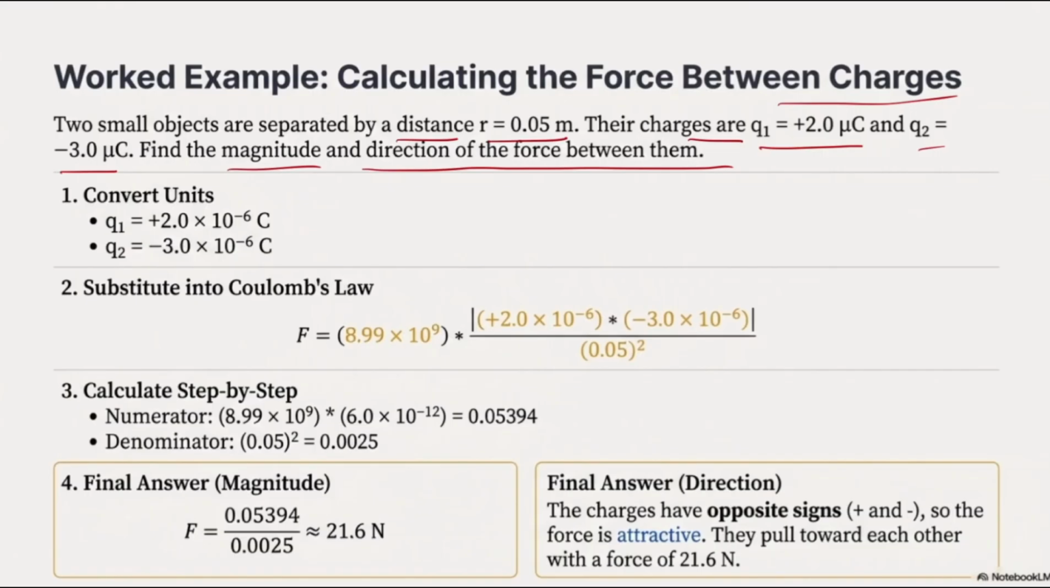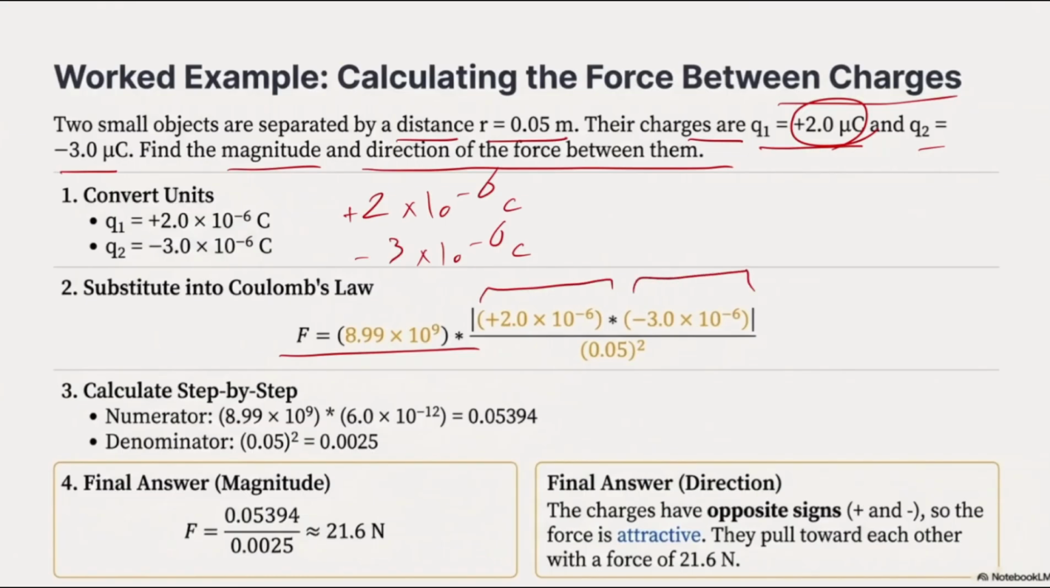This is a fact. Another thing that we have to do is write down everything we have in hand. Q1 is going to be 2 microcoulomb, so 2 times 10 to the power of negative 6, which by the way is positive. And Q2 is negative 3 times 10 to the power of negative 6. So we know that. Then we put all of those numbers in Coulomb's law. F is going to be K, which is 8.99 times 10 to the power of 9, multiplied by Q1 times Q2. Again, we don't care about the sign because we have the absolute value, divided by r to the power of 2. If you calculate that, you get 21.6.